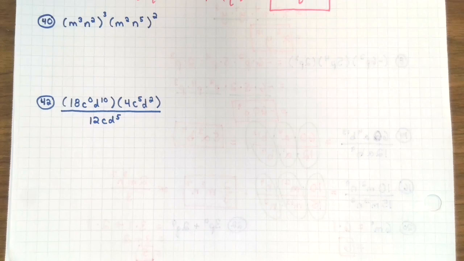This video is still on lesson 5.1, but these are going to be the problems that just ask you to simplify using the rules of exponents. They don't specify which ones you're going to need in order to simplify these expressions. So we're going to take a look at number 40 first.